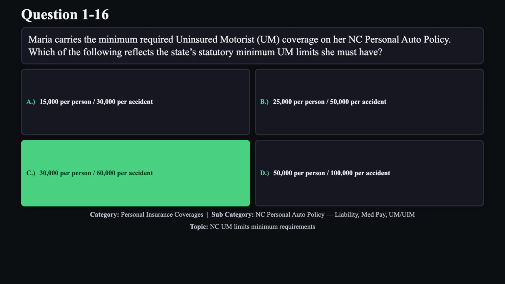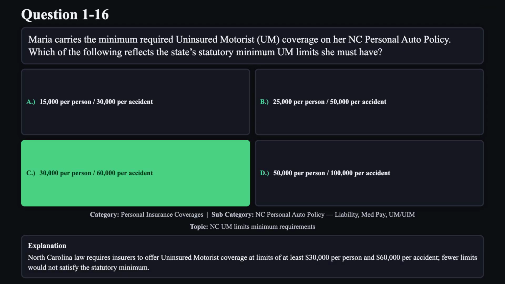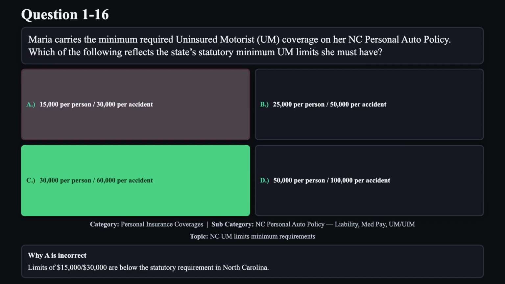The correct answer is C. North Carolina law requires insurers to offer uninsured motorist coverage at limits of at least $30,000 per person and $60,000 per accident. Fewer limits would not satisfy the statutory minimum. Reason A is not correct. Limits of $15,000/$30,000 are below the statutory requirement in North Carolina.